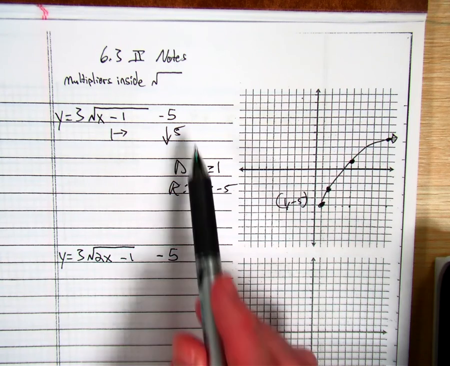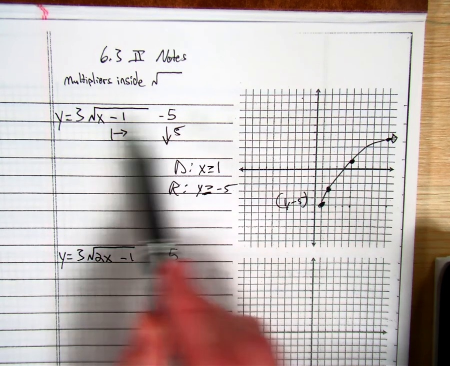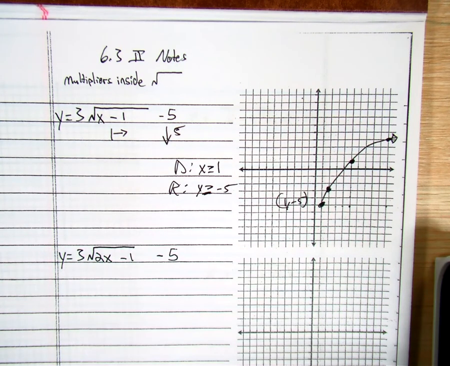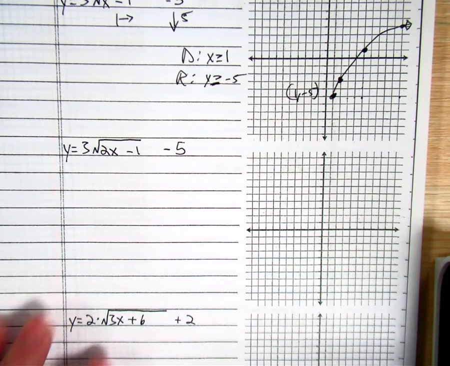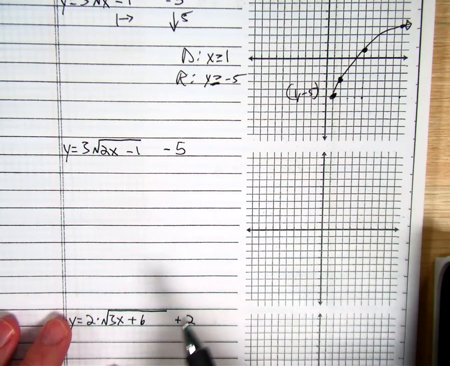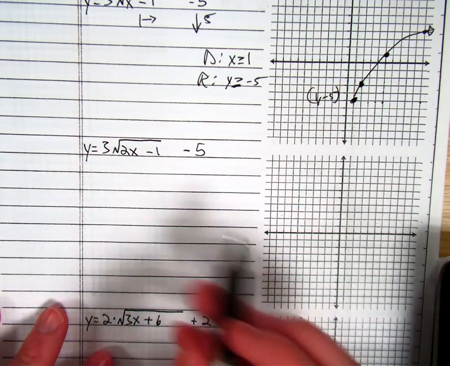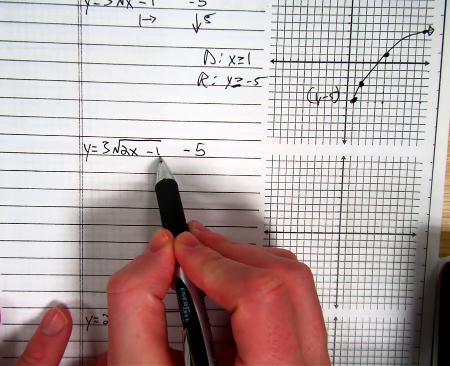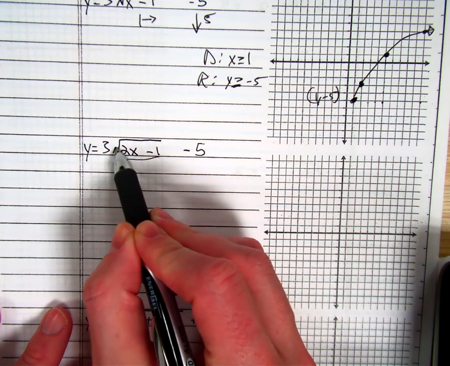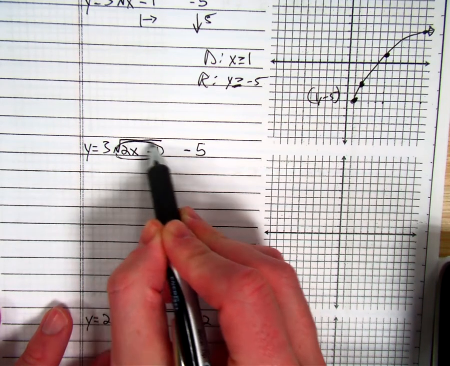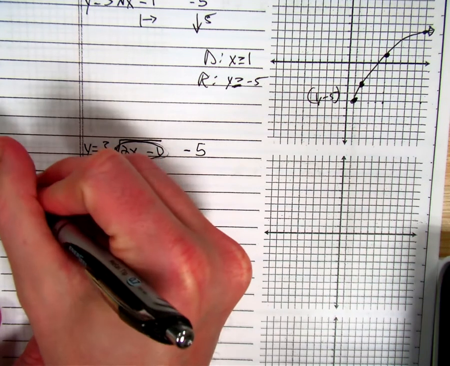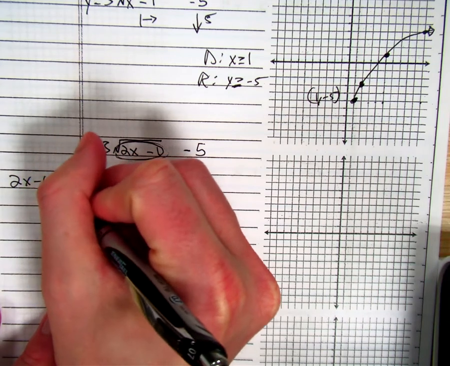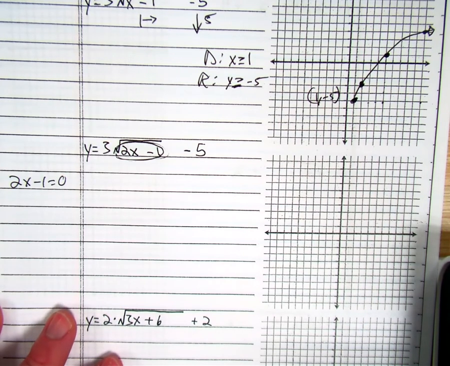Okay, same exact problem. But now there's a 2 multiplier on the inside. There's a 2 multiplier on the inside, and that complicates things a bit. The easiest thing I can tell you is we're going to get our x by taking whatever's inside and setting that equal to 0 and solving.